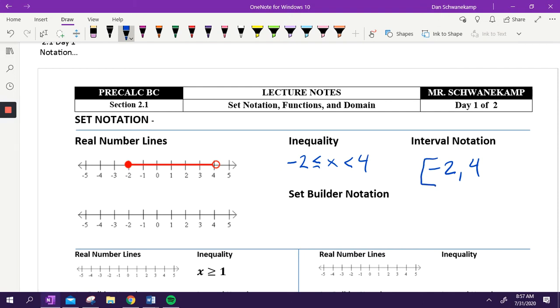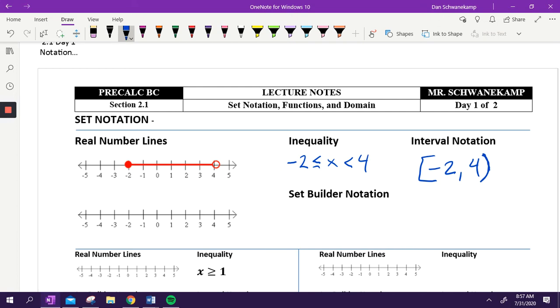Have you guys seen that before? Okay. My first class acted like some had seen it, some hadn't. But a bracket there is basically like a closed circle. We're including -2. It's equal to. And then at 4, we're going to use a parenthesis because we're not going to include that number. 4 is not included in my answer here because it was an open circle. That is interval notation written in that form.